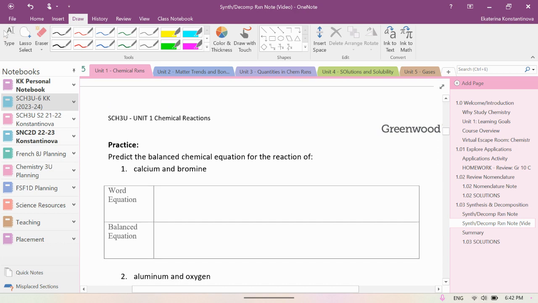So let's do one more practice, calcium and bromine. Calcium is your metal, so you're going to first write a word equation. So you're going to have calcium reacting with bromine. And then based on your rules for naming ionic compounds, your product is calcium bromide, ending in ide.